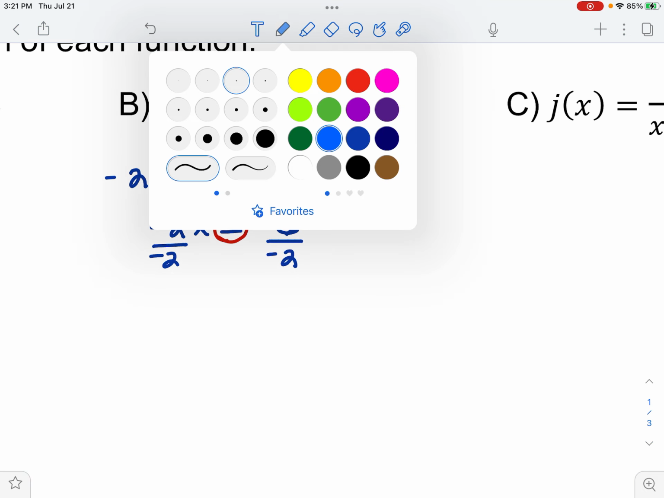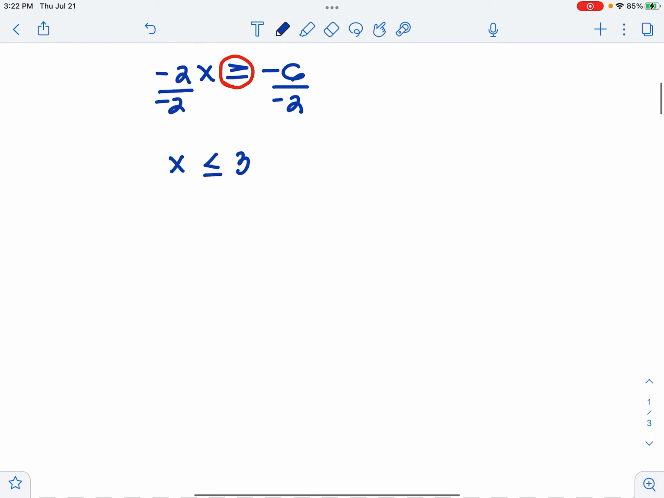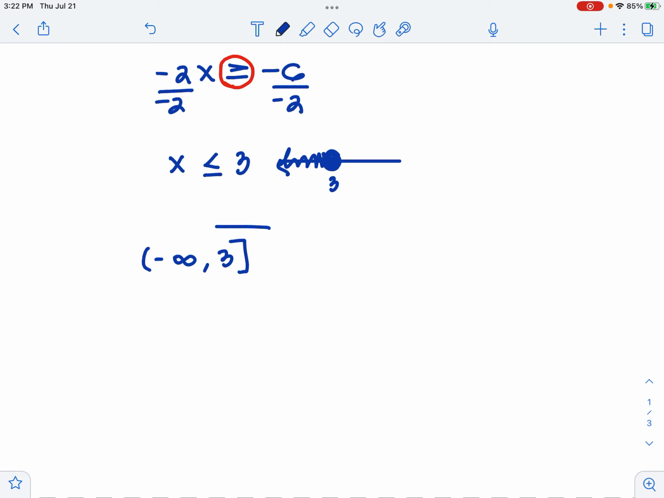So this is going to become x is less than or equal to negative 6 divided by negative 2, which is 3. Once again, if you still need to be drawing a quick sketch of what this looks like, there's nothing wrong with it. It just takes a second. Here's 3. I'm including it because it's or equal to, and it's values less than or equal to 3. So it's all these values here. So if I write that in interval notation, that is negative infinity to 3, and I'm including 3, so I'll be using a bracket.